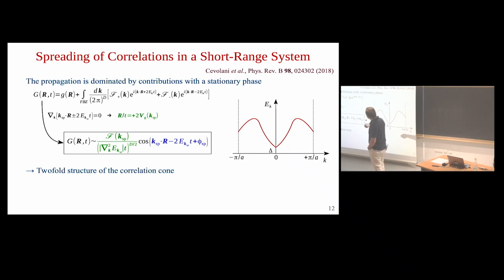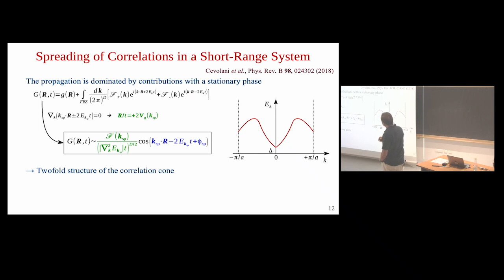This gives you a relation between the ratio of the distance between the particles and the time, which is twice the group velocity at some momentum k. This momentum is the one that makes the phase stationary for this ratio of the position and the time. Then you can just expand this up to second order, and you get the standard calculation that gives you the correlation function, with an amplitude that comes from the integration of the second order term in this expansion, and a cosine of k times r minus twice the energy at the stationary momentum multiplied by time, plus a phase.